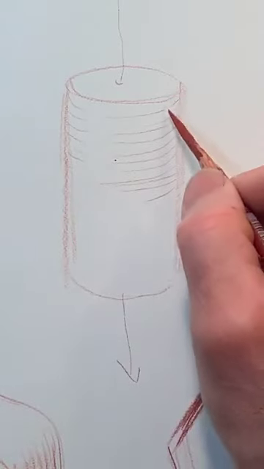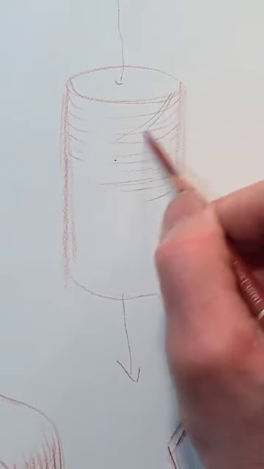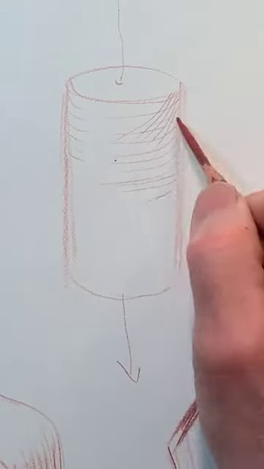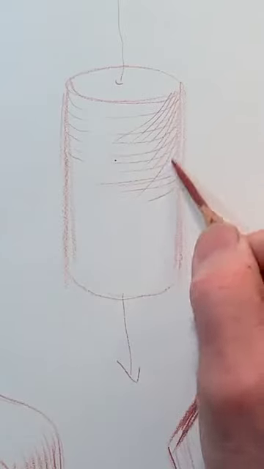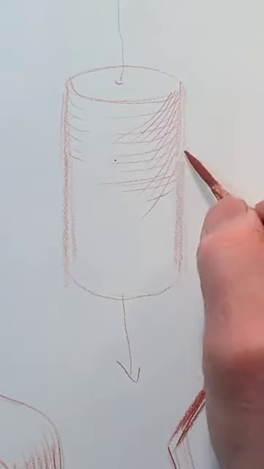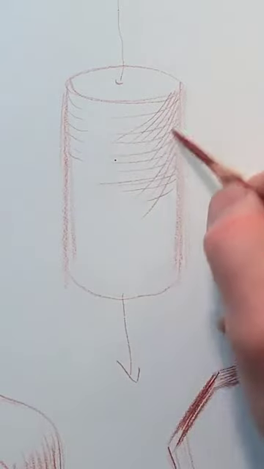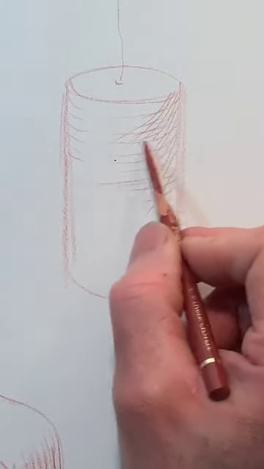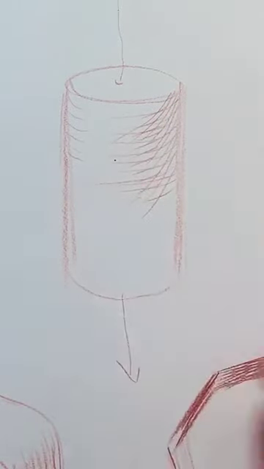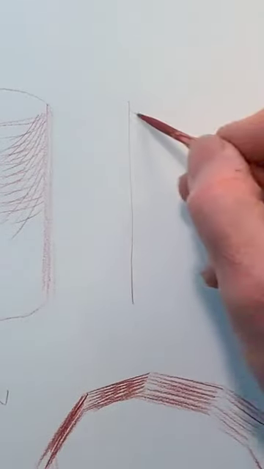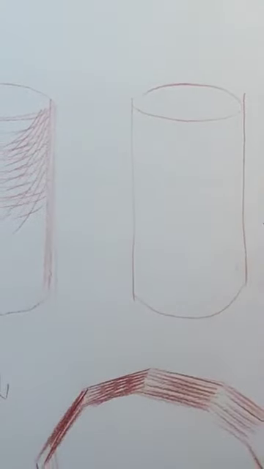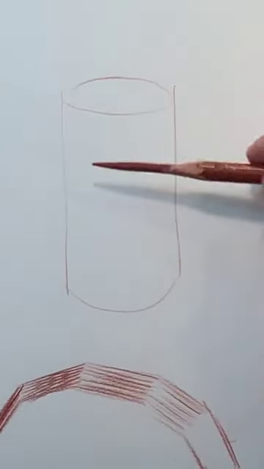But when I do this, is this still across the form? Well, yes, it is. It's not perpendicular, but it's still across the form. Here I can block in some more. What I don't want to do with this technique is draw with the form. This is drawing with the form.